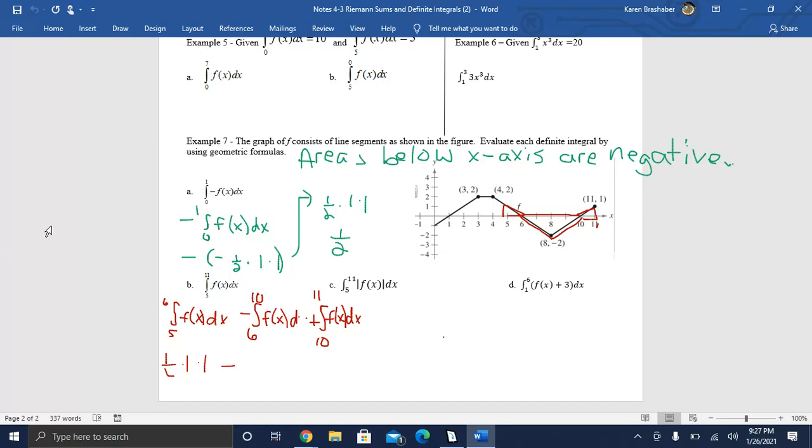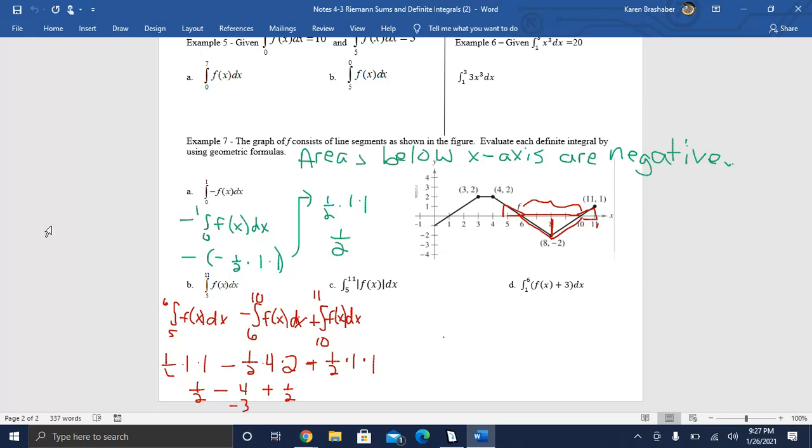I have a triangle. So 1/2. Now the base from 6 to 10, that would be 4. And the height is 2. And then plus, I have another triangle from 10 to 11. So 1/2, it has a base of 1 and a height of 1. And then we'll just do those calculations. So we have 1/2 minus 4 plus 1/2. And when we combine those, we get -3.